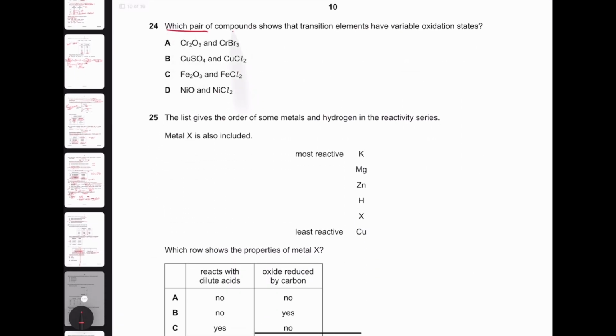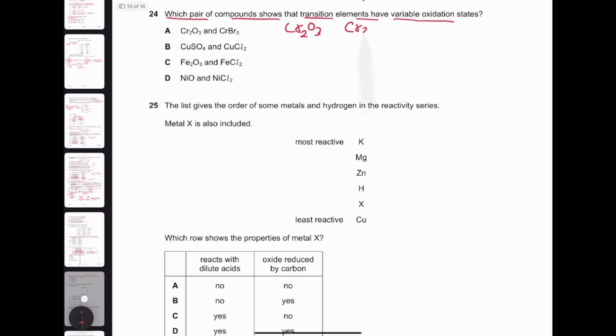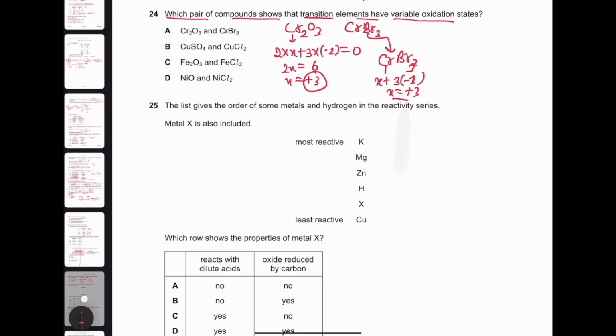Which pair of compounds shows that transition metals have variable oxidation states? So this is just asking you to pick a pair where the same metal has different oxidation states. It might be possible that chromium has +3, then +2 in one of the options, right? So let's do this. Cr2O3 and CrBr3. In this, it is 2 times x plus 3 times -2 equals 0. So 2 times x equals 6, x equals +3. But also in CrBr3, the chromium has the same oxidation state of +3. So is this the answer?